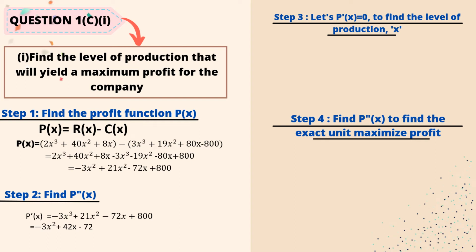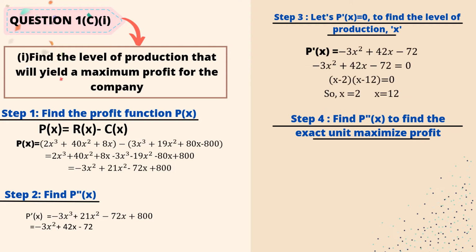Step number 2, find the derivative of the profit function using the power rule and get negative 3x squared plus 42x minus 72. Step number 3, let the derivative equal 0 to get the level of production. So we get the levels of production 2 and 12. To get it, you can use two methods, which is using a calculator or trial and error factoring. Step number 4, find the second derivative, as you need the maximum profit.